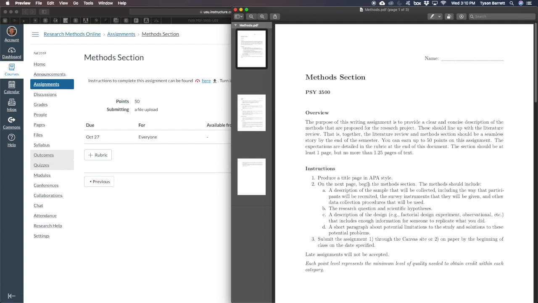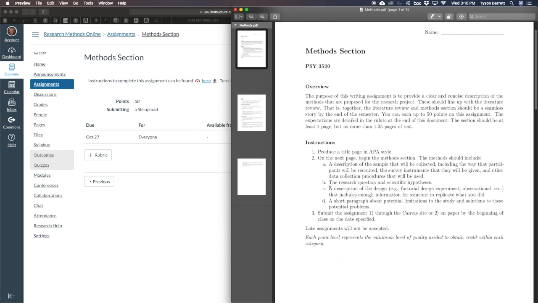It should include a description of the sample that will be collected, including the way that participants will be recruited, the survey instruments that will be given, and other data collection procedures that will be used. It should include the research question and scientific hypotheses. This will feel redundant from the literature review, but this one will be more in-depth and tied to the methods.